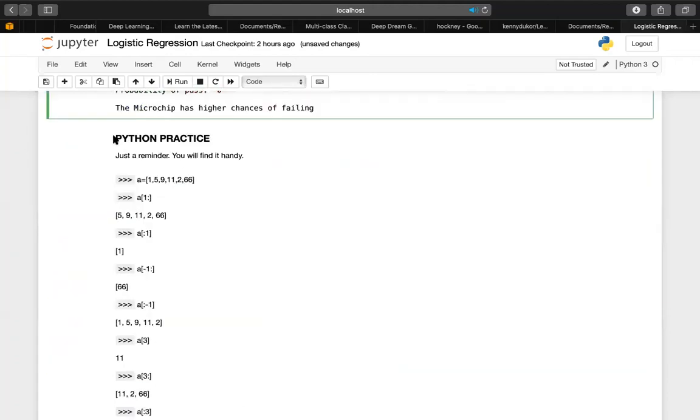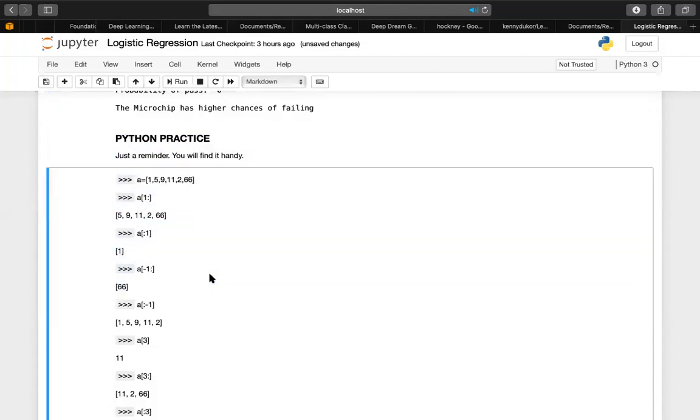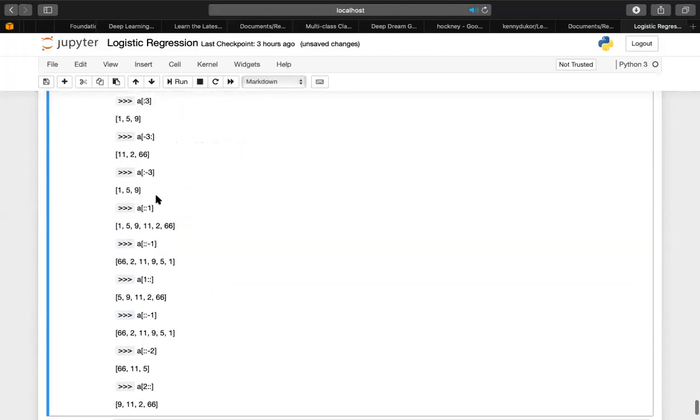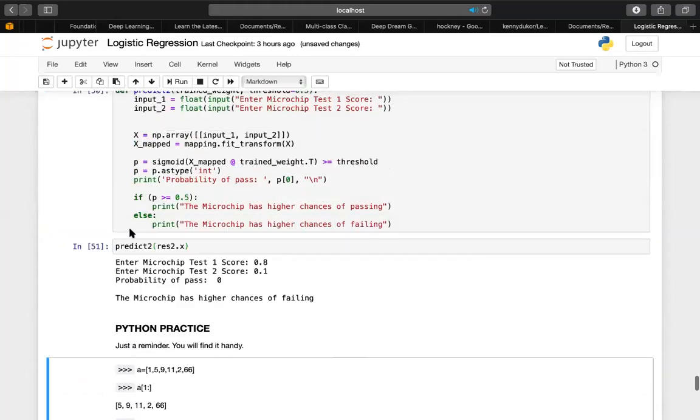This is just a small practice I put in the previous stats for those who need to understand slicing and the rest. So it's just for everyone to look at when you have the time.